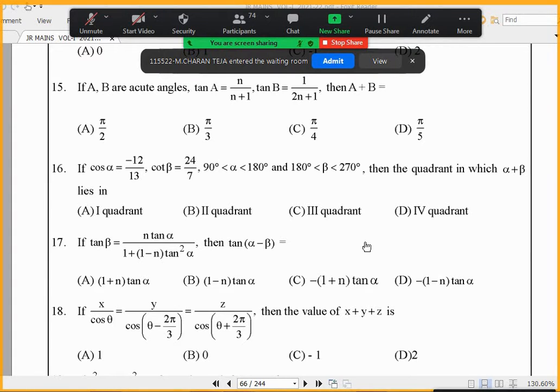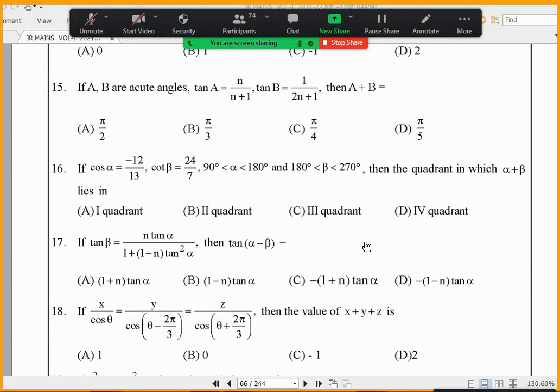Okay, 13th one I'm going to erase. Anybody needs more time? No. Okay, 15th question. They gave tan A and tan B and they want A plus B.